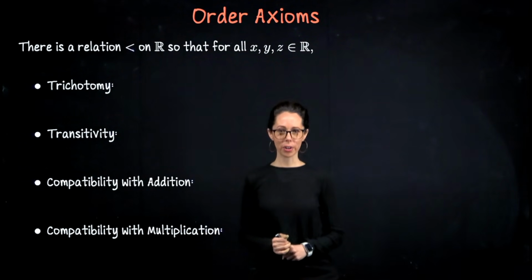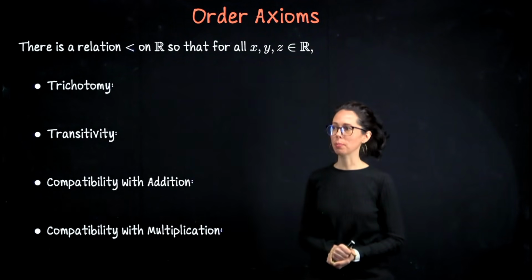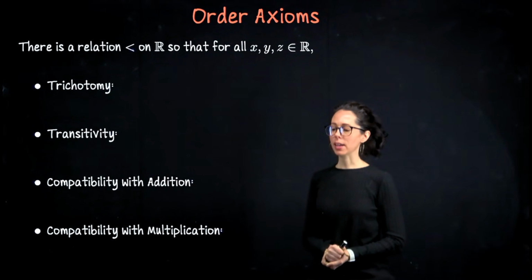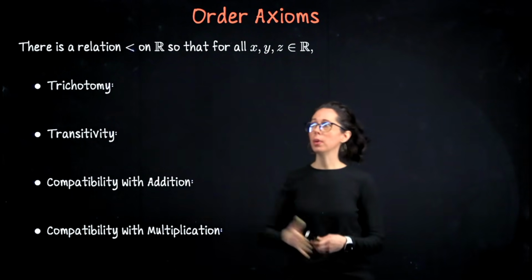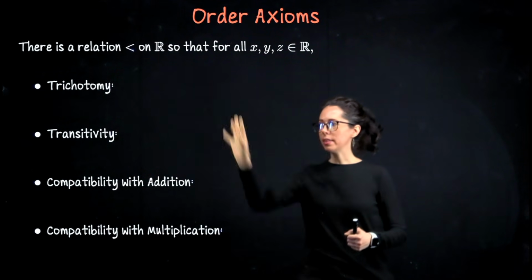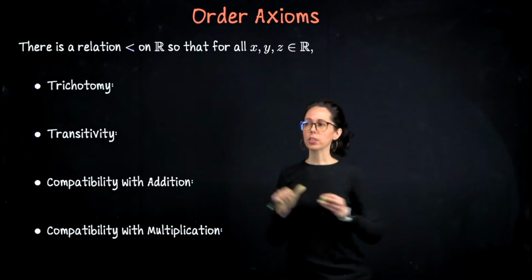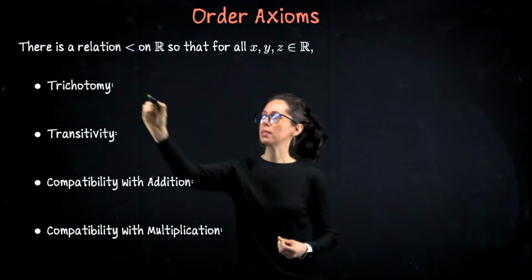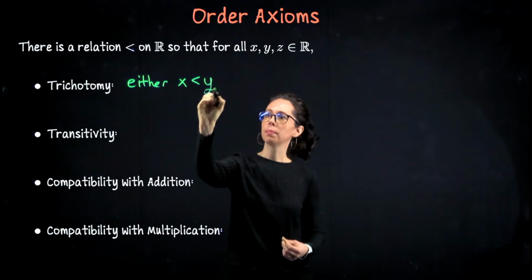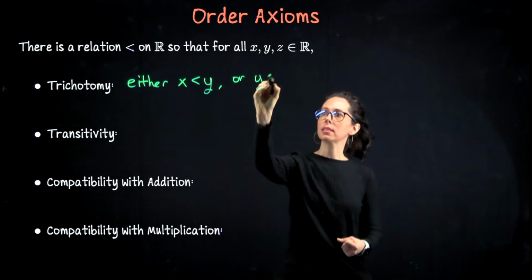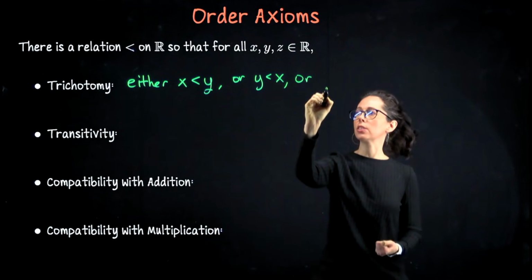Now let's run through the order axioms, again visiting ideas with real numbers that you are probably very familiar and comfortable with. We are going to add to our ability to add and multiply numbers, our ability to compare them with inequality, so that these four properties are going to be true about our comparisons. The first one is trichotomy. So this is either x is less than y, or y is less than x, or they are equal. So one of these three things is true.